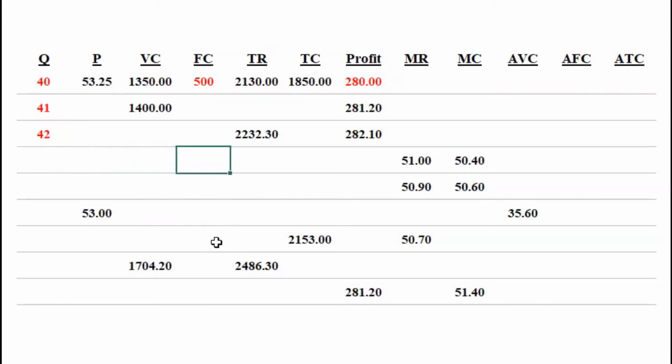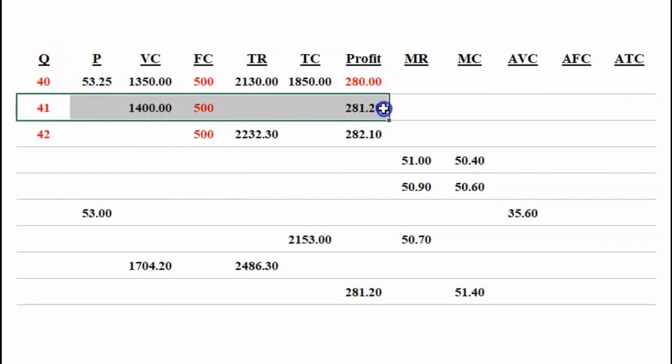Okay, and then for fixed costs, we know that fixed costs are fixed, and therefore fixed costs do not change. Therefore, if this company has fixed costs of 500 when quantity is 40, then they are also going to have fixed costs of 500 when they have a quantity of 41. What we said about fixed costs is that they don't change as quantity changes. Therefore, we're going to go all the way down here and put 500. So this column right here is going to be 500 all the way down, but we're only doing the first three rows. So now we have a few more things to get.